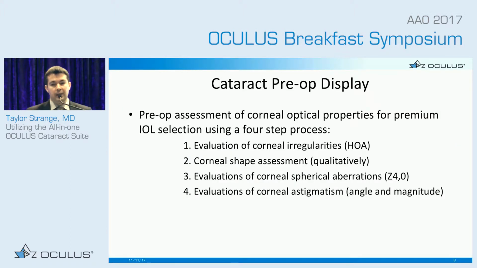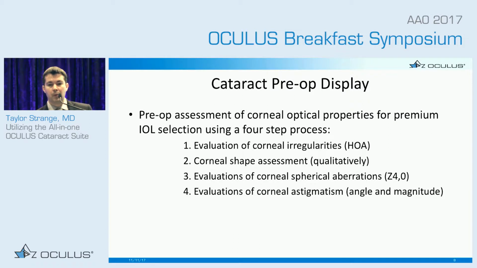So where the money is on the Pentagram AXL is the cataract pre-op display, where it gives you that wealth of information we've been talking about. You can look at the higher order aberrations of the patient, again looking at regularity of their astigmatism and axis, and of course, looking at spherical aberrations. That helps you determine whether you're going to use an aspheric IOL or a spheric or neutral IOL. And I've used the Pentagram to actually change IOLs in those situations.